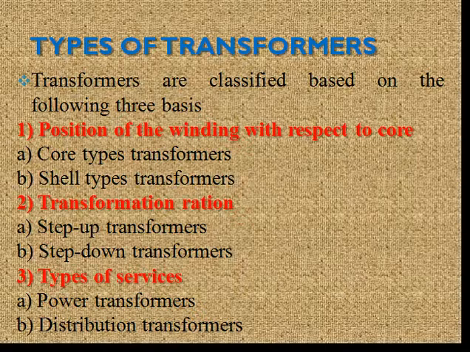Based on transformation ratio, transformers are also divided into two. The first one is the step-up transformer and the second one is the step-down transformer. Step-up and step-down transformers, as well as core type and shell type transformers, are discussed in the next slides. Types of service: based upon this, transformers are also classified into two. The first one is the power transformer and the second is the distribution transformer.